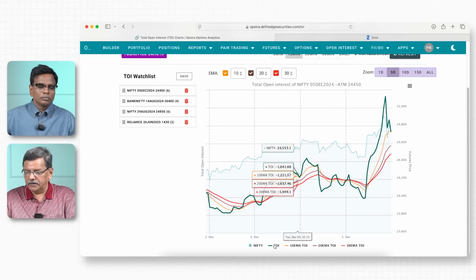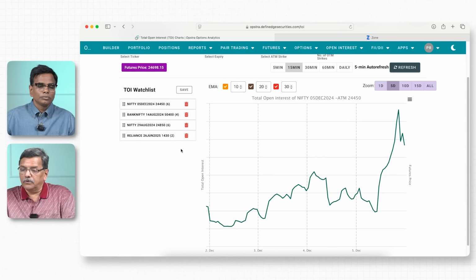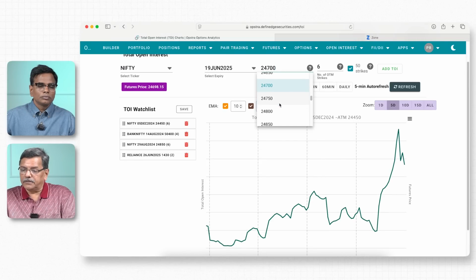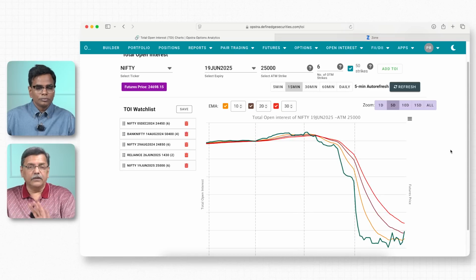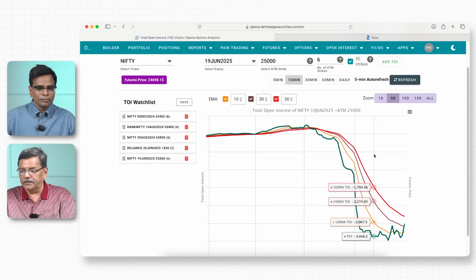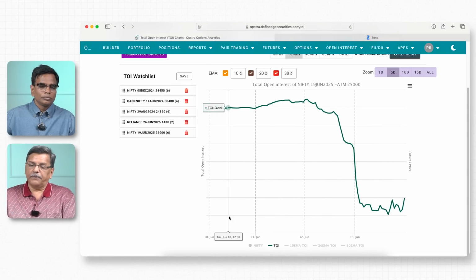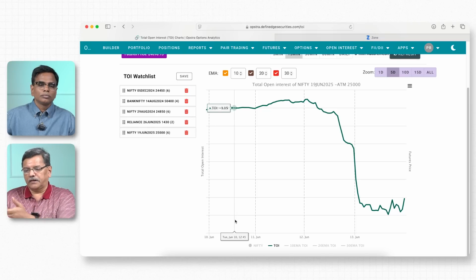I'll hide the others over here. So it just gets plotted as a single line, and let me show you 25,000 from yesterday. So this is the TOI with 25,000 as the base strike price, this is yesterday, this is today. If I hide everything else, the blue line which appears is the line which has been calculated, which is called the TOI line.